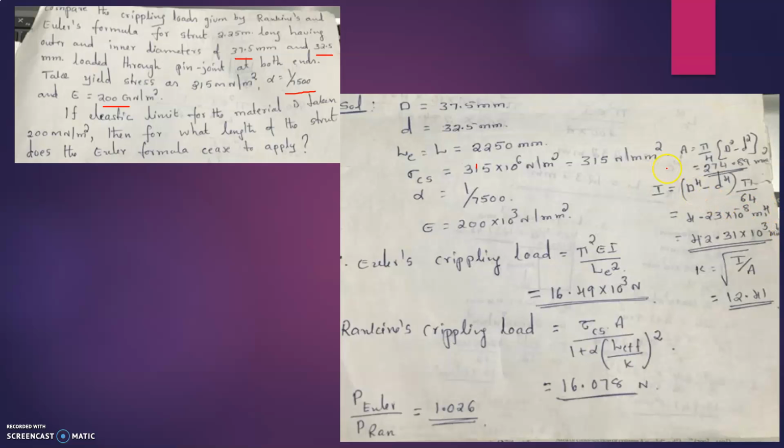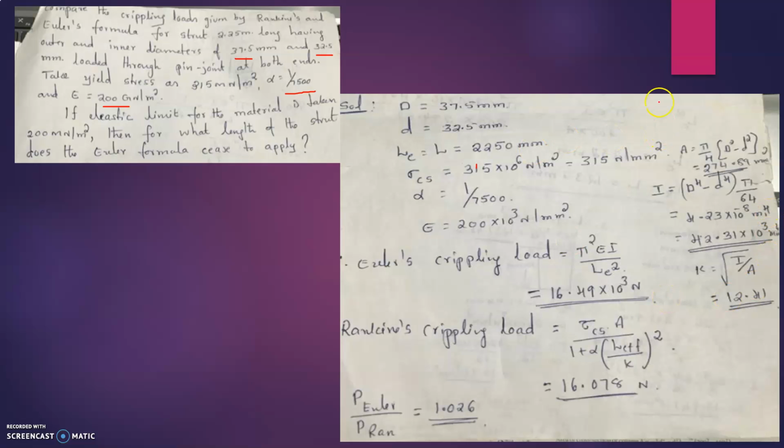Okay, let us calculate first the area. It is a hollow circular section, so area is equal to pi divided by 4 into capital D square minus small d square. Capital D is 37.5 whole square minus small d is 32.5 whole square. Simplify this, you get 274.89 millimeter square. Next, calculate I. I is equal to (D raised to 4 minus d raised to 4) into pi divided by 64. Simplify this, you get 42.31 into 10 raised to 3 millimeter to the power 4.